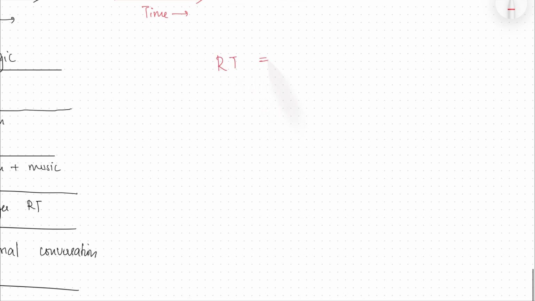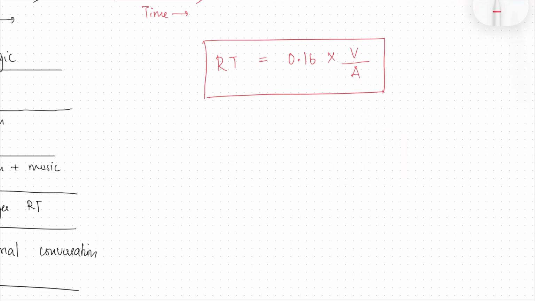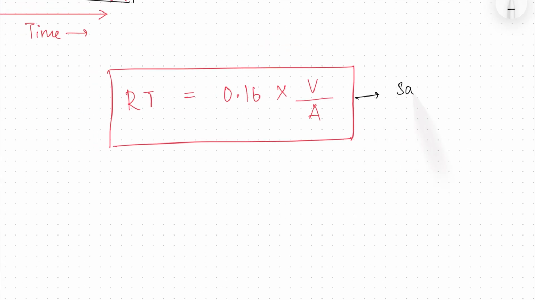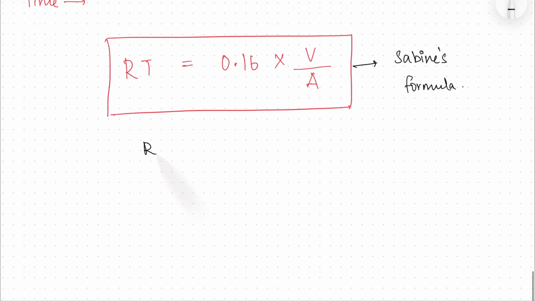RT is equal to 0.16 into V by A. This is known as Sabine's formula, where RT is reverberation time, V is volume of the space or room, A is total absorption.